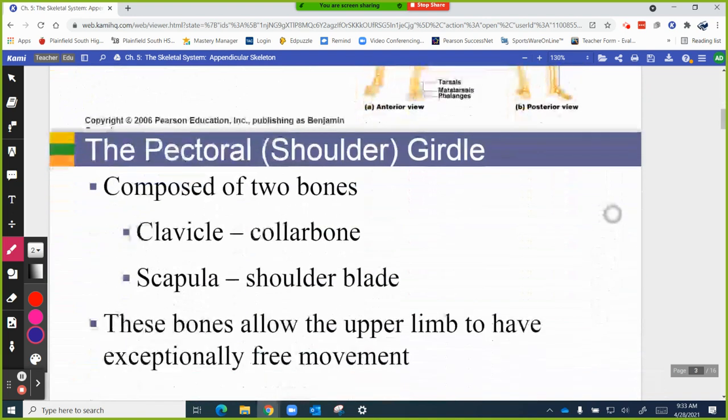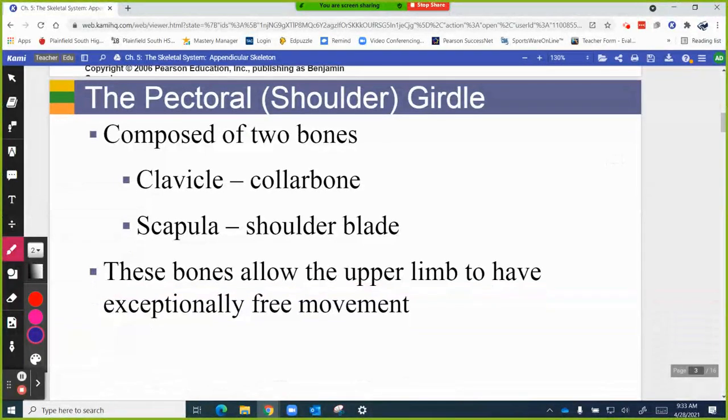All right, so we'll start here at the upper extremity and work our way down. So we'll start with the pectoral girdle, or what's often referred to as the shoulder girdle. It's composed of two bones. You've got the clavicle, which is the collarbone that goes all the way across the front. It attaches here at the sternum and then goes out and attaches to the outer portion of what's referred to as the scapula, which is also our shoulder blade.